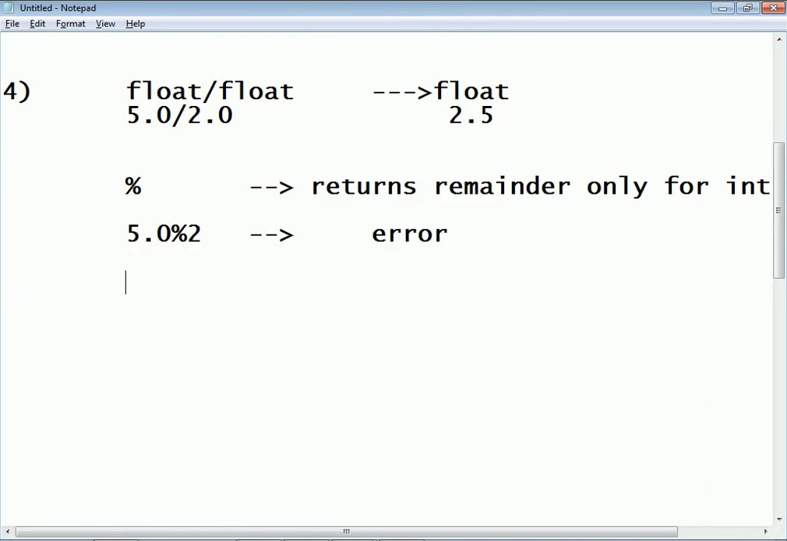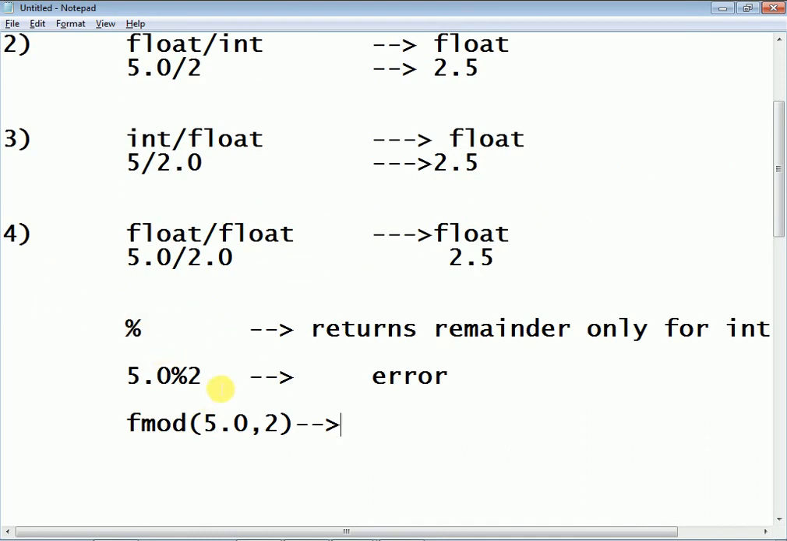Then how to find the remainder for float values? We have one function. What is that function name? fmod. Using the fmod function we can find the remainder for float values. You understood, right? This is the way we can find the remainder.